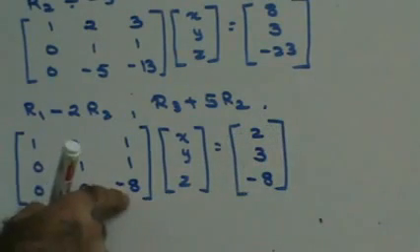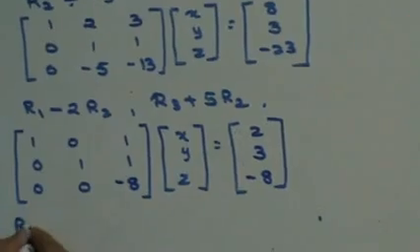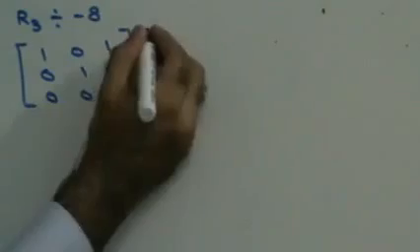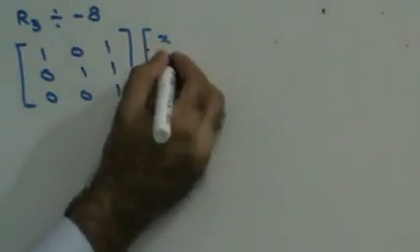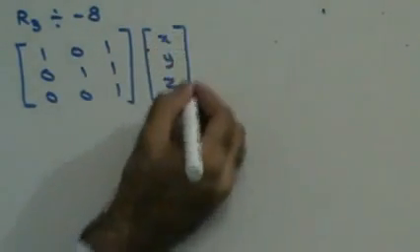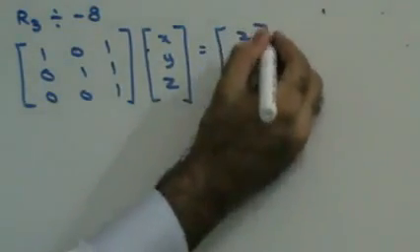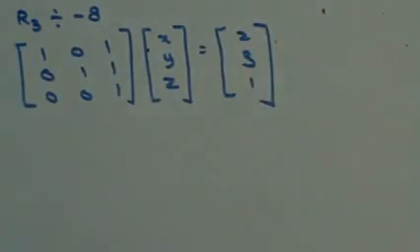Now I need to make this number as 1. So I'll say R3 divided by minus 8. If I divide R3 by minus 8, I'll get 1, 0, 1, 0, 1, 1, 0, 0, 1, times X, Y, Z is 2, 3, 1. I'm dividing R3 by minus 8.